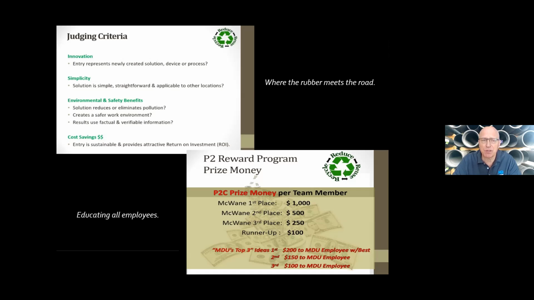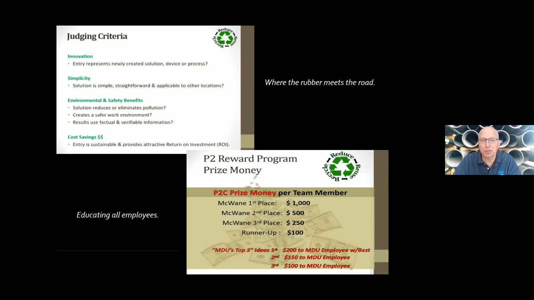We want to have innovation. We want to make sure that the entry represents a newly created solution, device, or process. We don't want to rehash something that we did before. We want to make sure that it's as simple as possible, straightforward, and applicable to other locations or maybe even other departments. So don't think just in terms of your department, think about other departments in developing cross-functional teams as collaboration.